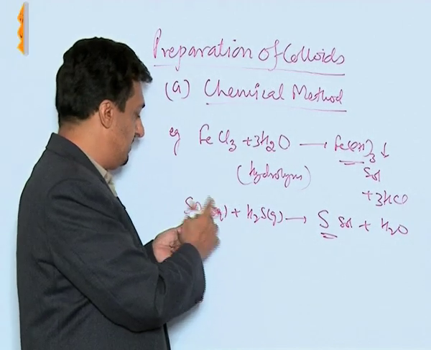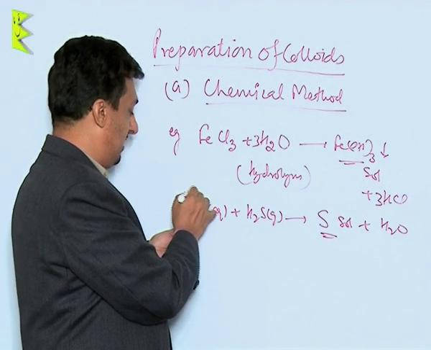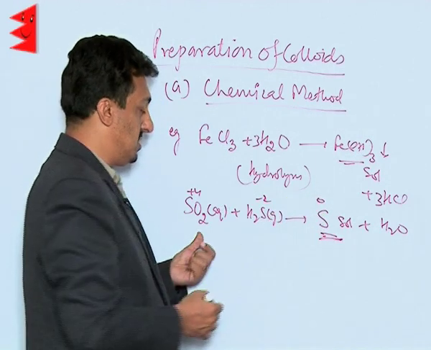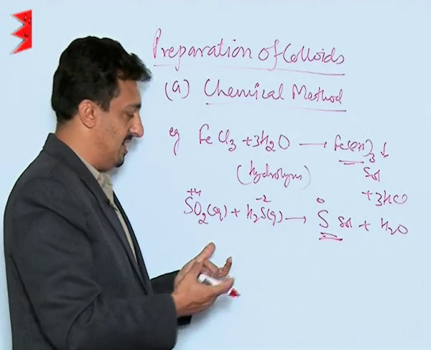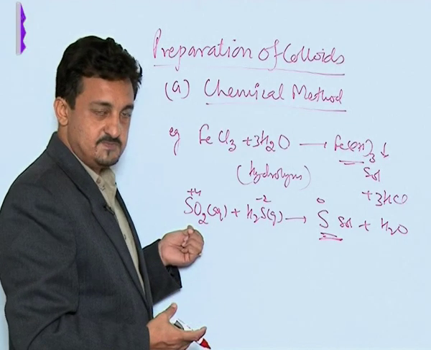Actually, what is happening is the sulfur from SO2, which is there in the +4 oxidation state, here it is -2, it is changing into 0. So this is actually a sort of redox reaction, in which the sulfur Sol is formed.